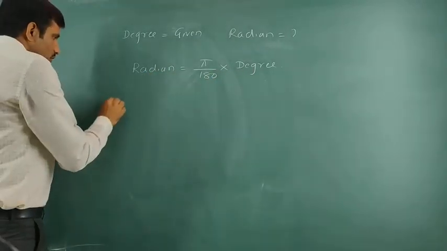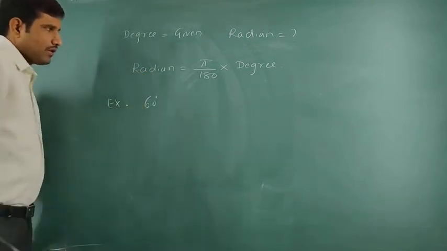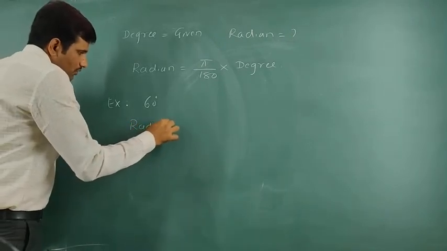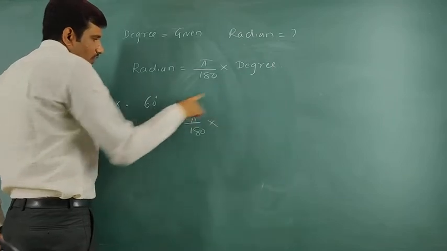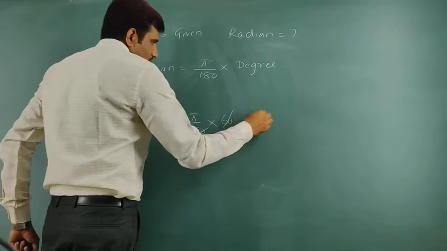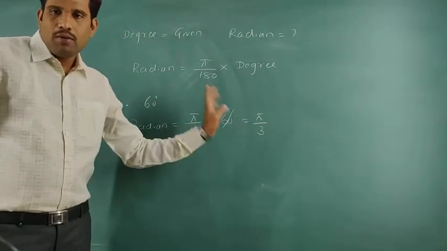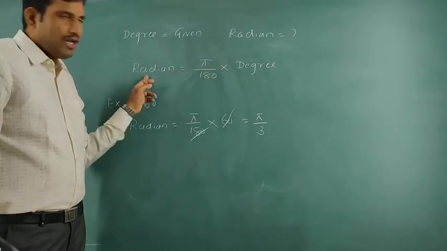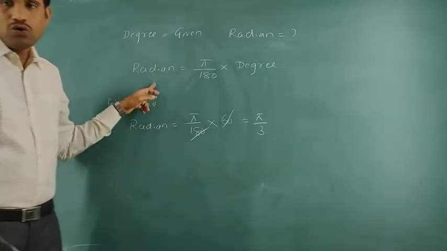For example, see here, don't write. I will take 60 degrees. How to convert it to radians? Radian is equal to pi by 180 into degrees. How many degrees? 60 degrees. 60 ones are 60, 3 sixes are 18, so the answer is pi by 3. Already we know that 60 degrees is nothing but pi by 3 radians. So given a value in degrees, to convert degrees into radians we use this formula.